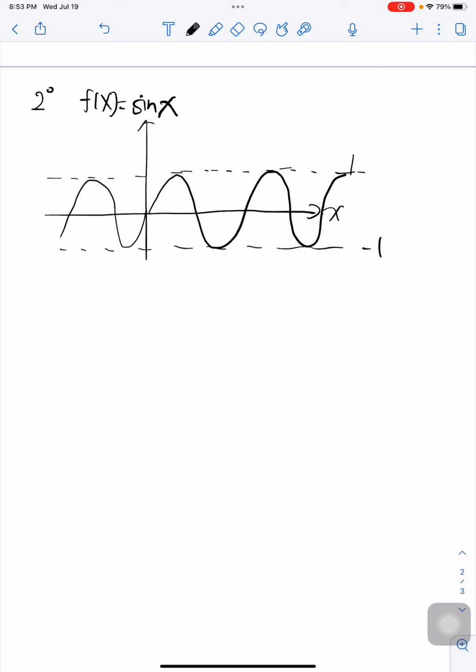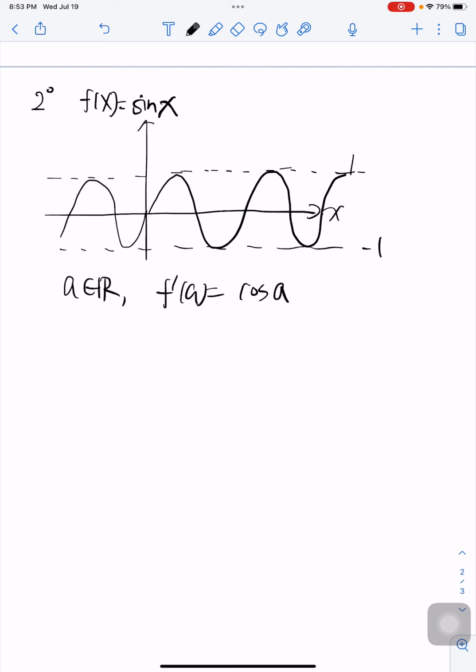So for a real number a, the derivative f prime of a will be cosine a, right? Because the derivative of sine x equals cosine x. So this function is differentiable over the whole real set.